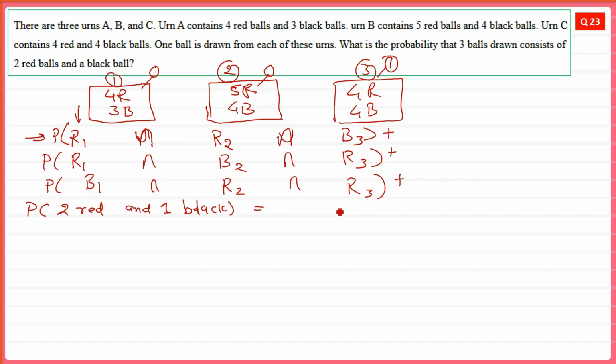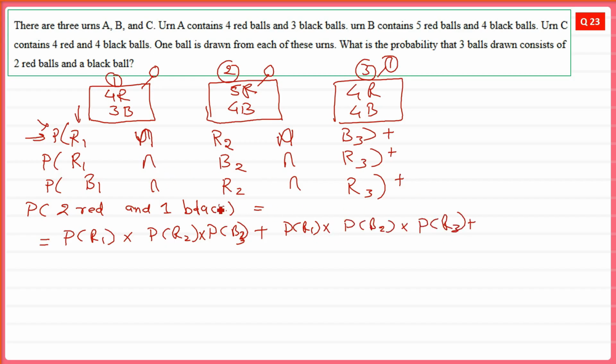I'll just show you what you have to write, because in probability theory, writing is very important because there is no formula here. There are just logic and reasoning. First, I'm writing P(R1 ∩ R2 ∩ B3) as P(R1) multiplied by P(R2) multiplied by P(B3). The second term, P(R1 ∩ B2 ∩ R3), becomes P(R1) multiplied by P(B2) multiplied by P(R3). The third one is the probability of B1 ∩ R2 ∩ R3: P(B1) multiplied by P(R2) multiplied by P(R3).